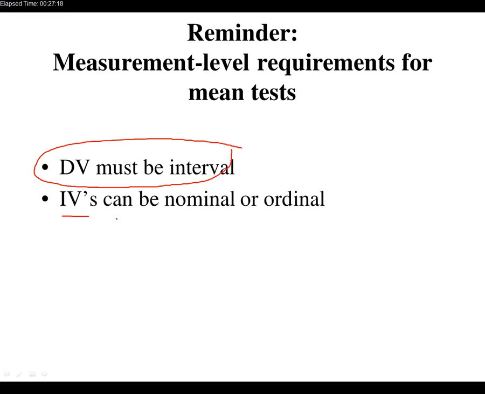So the independent variable is the one we're controlling. Let's say we're controlling the heat, and we turn it to 50 degrees Fahrenheit. That is our independent variable. And the dependent variable is the test score. So the independent variable can be nominal or ordinal, whereas the dependent variable must be an interval.